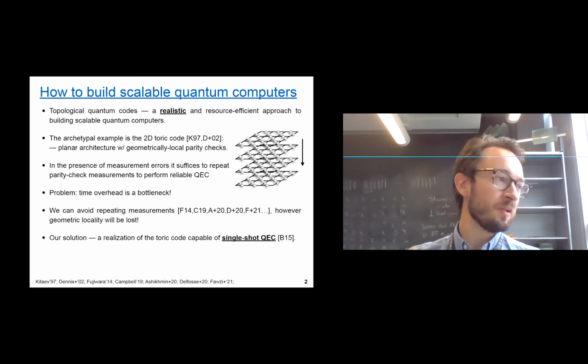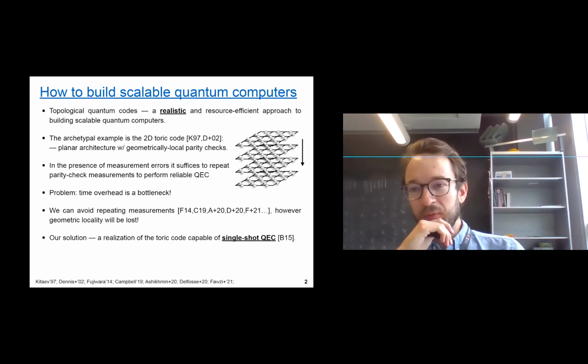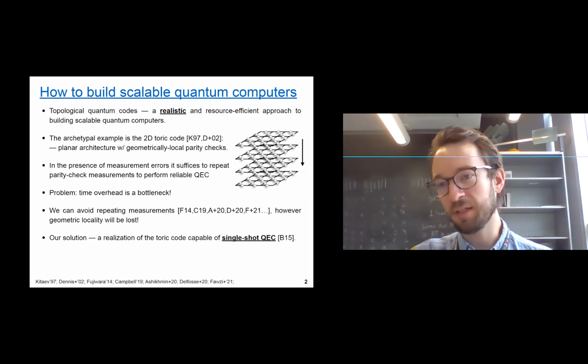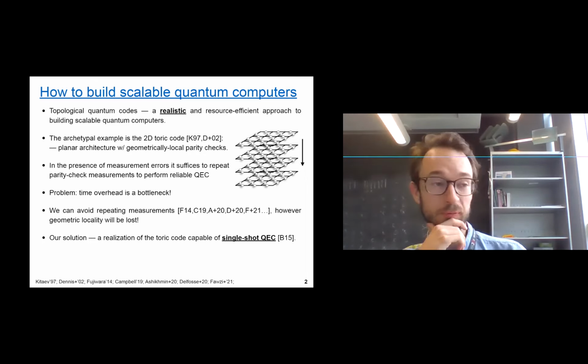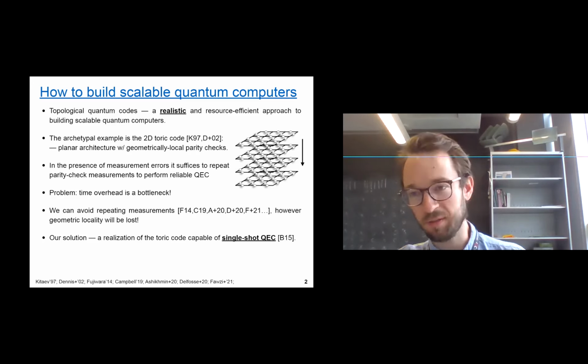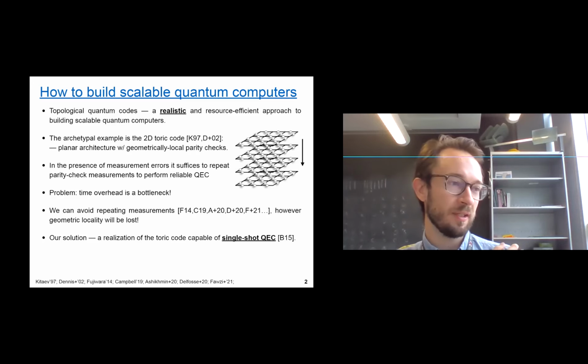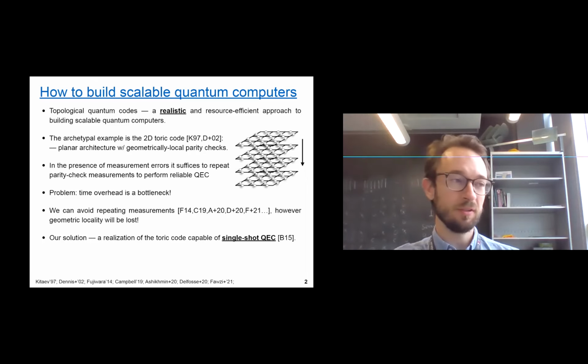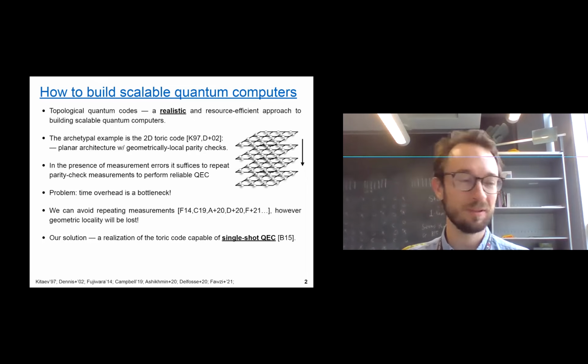So instead, what we want is something where we can measure the syndrome in a robust way, even when we have measurement errors, but keeping the parity checks geometrically local. And this is something that's been achieved in the past in a seminal work by Hector Bombin, where he looked at single shot quantum error correction with the gauge color code. And this is a big inspiration for our work.